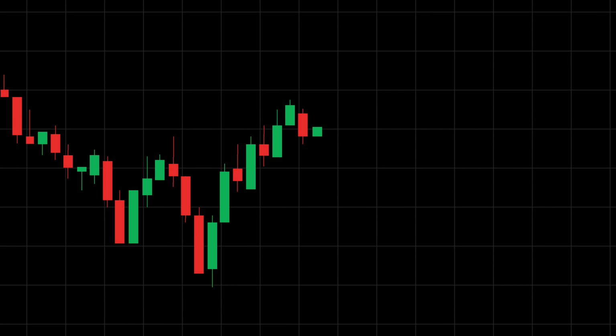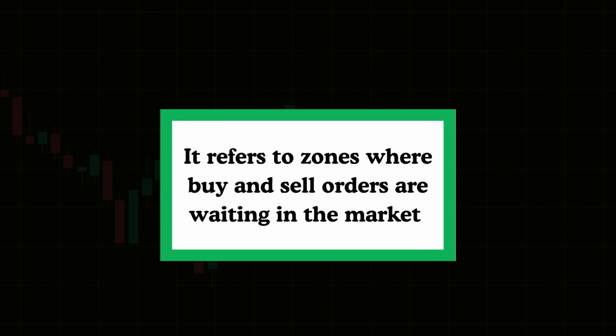Now let's get started. The entire method centers around a core principle called liquidity. But what does liquidity actually mean in basic terms? It refers to zones where buy and sell orders are waiting in the market. Let's make this clear with a real-world example.